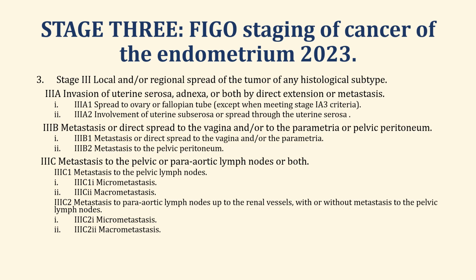Stage 3C is then again subdivided into C1 and C2 depending upon the metastasis either to the local lymph nodes and or to the para-aortic lymph nodes up to the renal vessel with or without metastasis to the pelvic lymph nodes. So now micrometastasis has also been added to the classification, which means special techniques have to be applied according to the World Health Organization recommendations for histological classification. And so even micrometastasis and macrometastasis are both important in this classification.